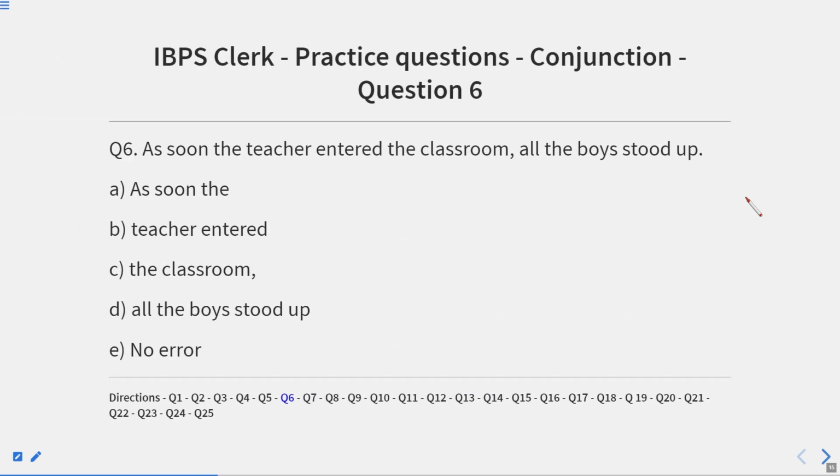So now let us move to the next question. That is question number 6. As soon the teacher entered the classroom, all the boys stood up. As soon, there is a difference between the word as soon and as soon as. Actually, the correct phrase is as soon as.